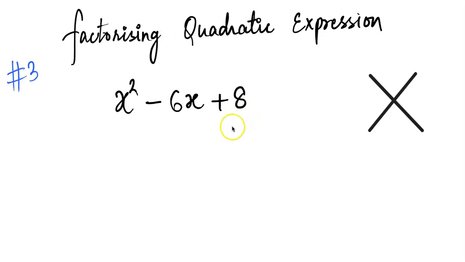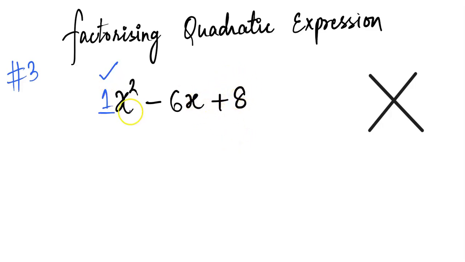Let's try understanding. The first thing for any expression we need to check is the coefficient of x squared. What exactly is the coefficient of x squared over here? We don't have any number, that means it's 1. If you have 1, this method is going to work. So the first thing to check is this, please.